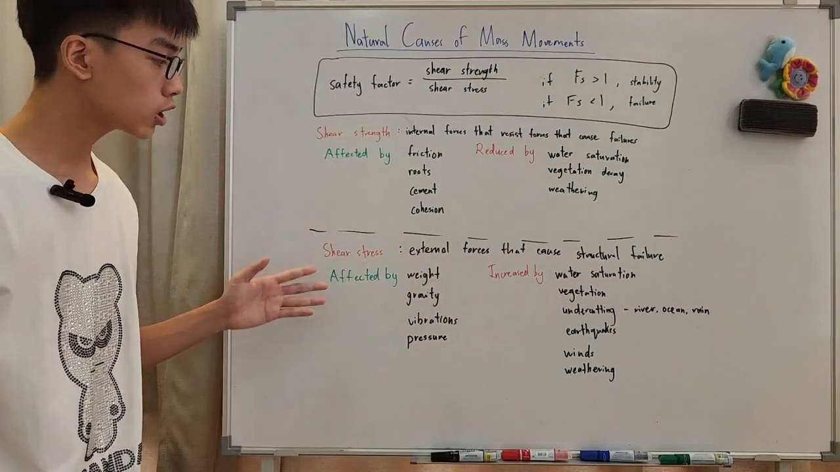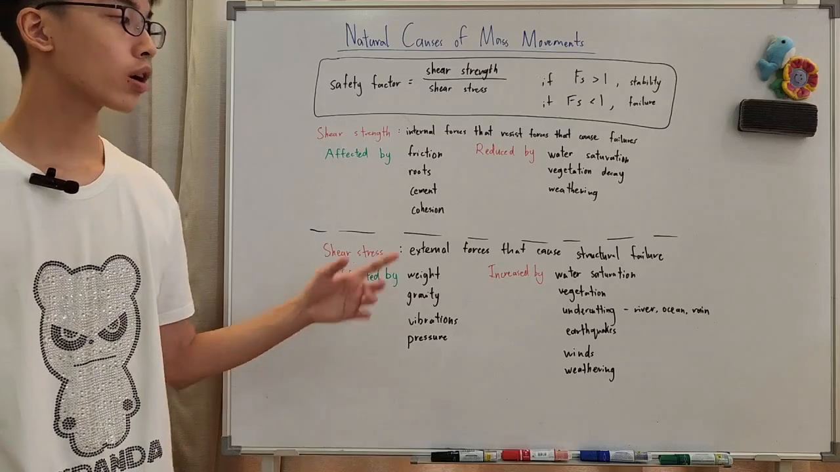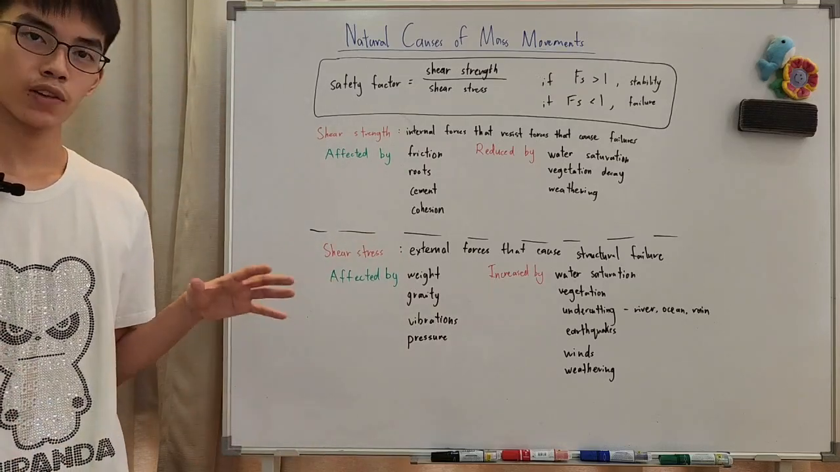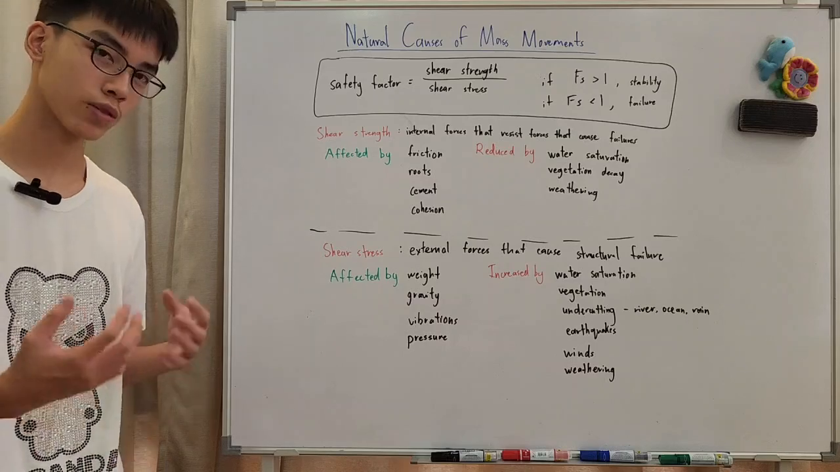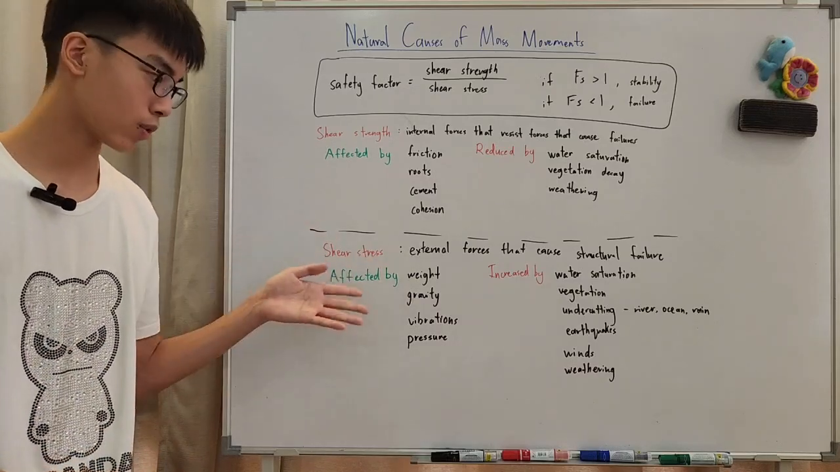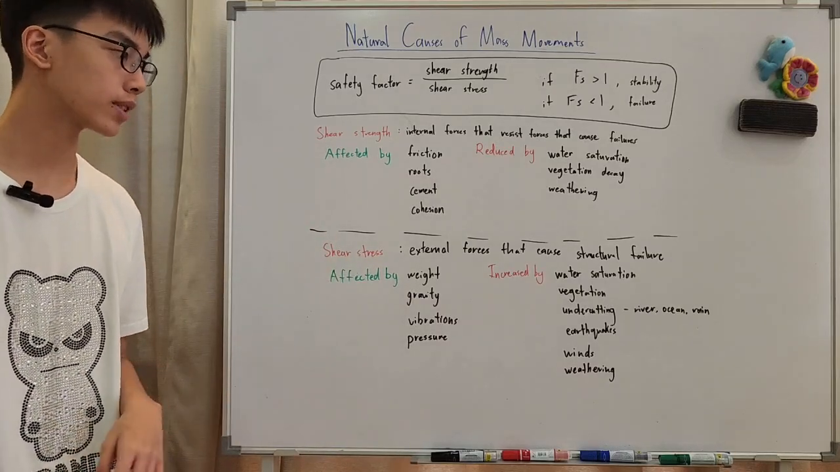So over here, shear stress can be increased by water saturation. So if you have more water, you have more weight. If you ever try to lift a bucket of water, it's really heavy because water is quite heavy. That increases your weight, more under influence of gravity, and you might have mass movements.